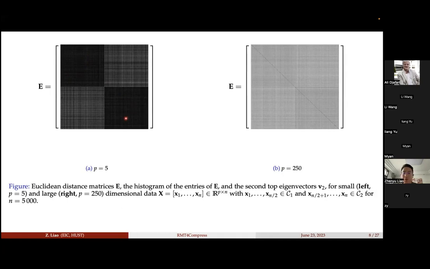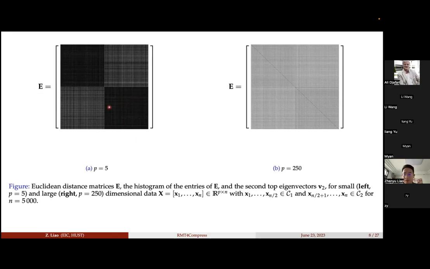And this holds for the second diagonal block as well. Both diagonal blocks are darker because for p equal to 5, our small dimensional intuition holds, and data points from the same class are closer to each other with a small Euclidean distance, and therefore the pixel values of the matrix are darker, smaller.